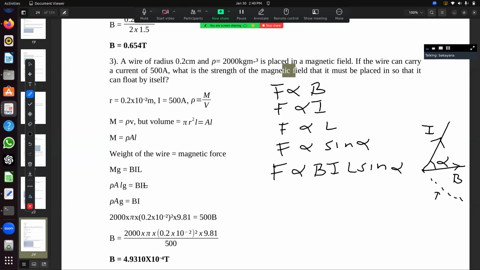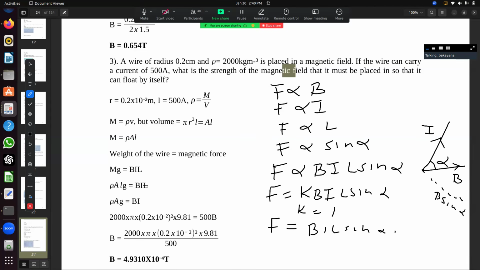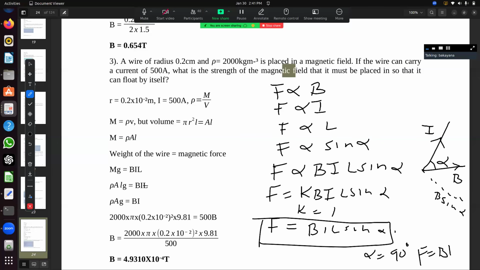So this would be B sine theta. So that's how the sine theta comes in. But when you combine, if we substitute a constant of proportionality, this becomes B I sine alpha L, and we always let our K be 1, so that the force exerted on a current carrying conductor is B I L sine alpha. So that's where we got that formula from. Where alpha is 90 degrees, our force would be BIL, because sine of 90 is 1. So that's where we got that formula from.